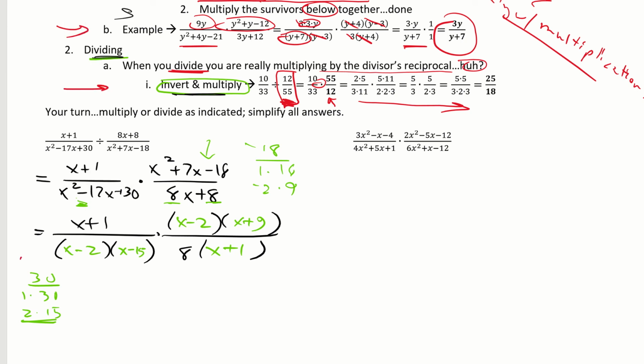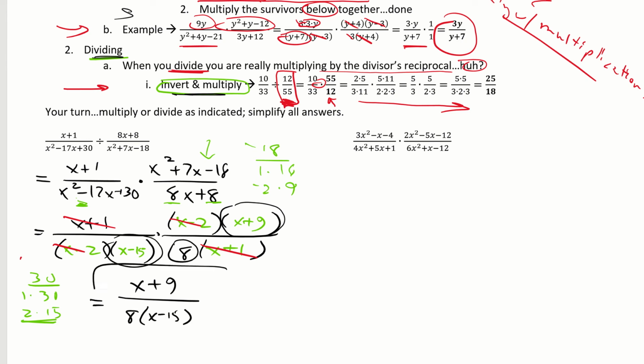So we factored. Now we get to cancel and rewrite, which is really quick. Cancel the x minus 2's. Cancel the x plus 1's. Gather up your survivors and see what we've got. We've got the x plus 9, and that's it upstairs, so x plus 9. Downstairs we have x minus 15, but also an 8, so I'll write it as 8x minus 15, and we're done. We multiplied and simplified that thing. A lot of times, simplify your answers, of course we do. Okay, one more for this section.